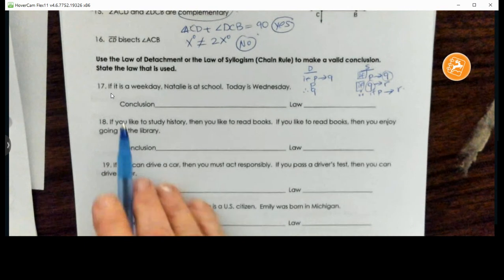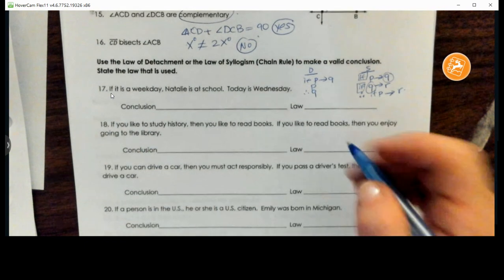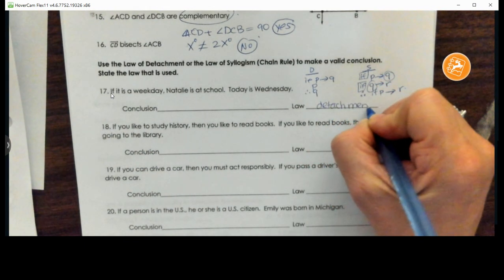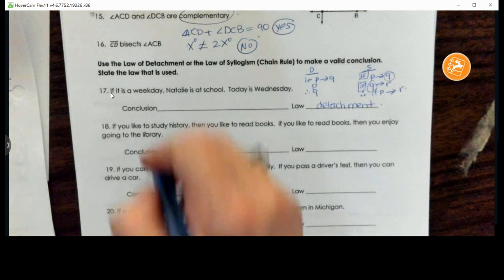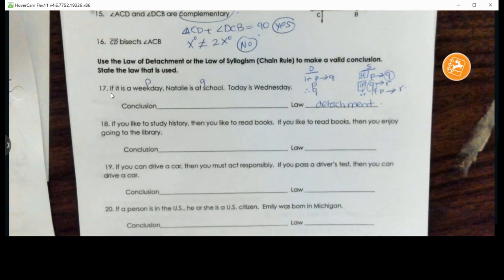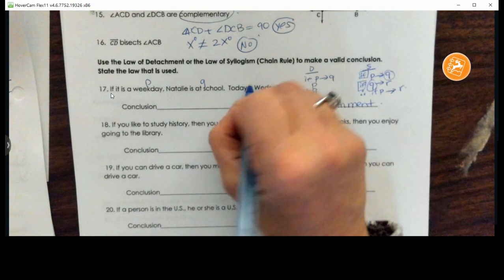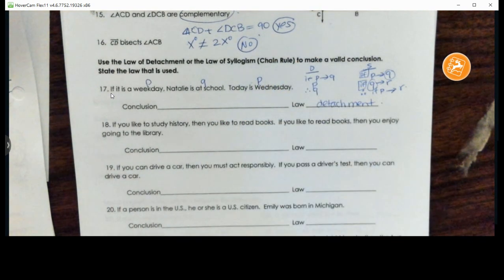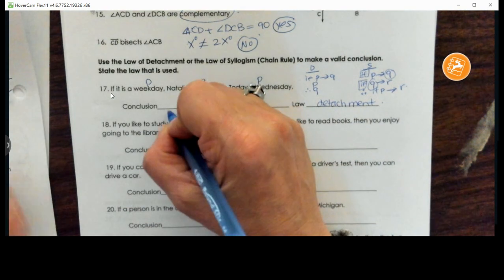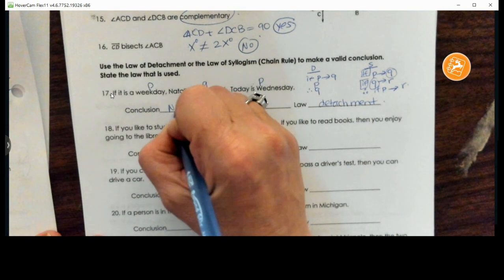So let's start off with the first one. I only have 1 if, so it's law of detachment. And I'm going to label it. It is a weekday, P. Natalie's in school, that's Q. And P, today is Wednesday, it's a weekday. And our conclusion is Q. Natalie is at school.